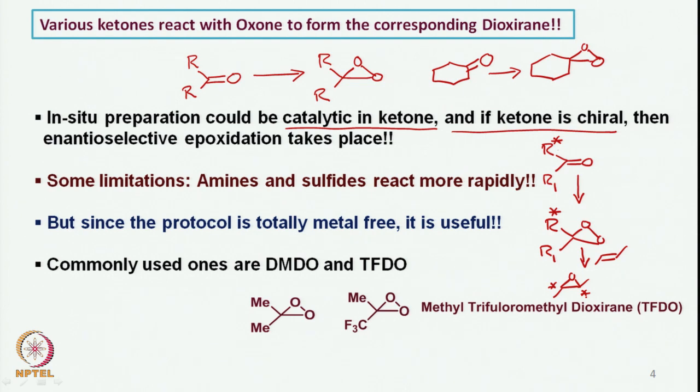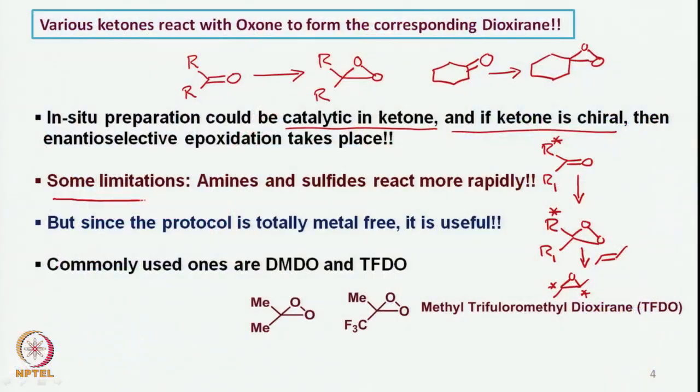Now this dimethyl dioxirane, or any dioxirane, is very reactive because it is a 3-member ring with 2 oxygens, and therefore a very strained ring that transfers the oxygen very readily. That is the reason there are some limitations: amines and sulfides also react with the dimethyl dioxirane even more rapidly than the double bond, obviously, because we have a lone pair of electrons on the amine as well as on sulfides. But since this is a metal free protocol, it is useful and people use it.